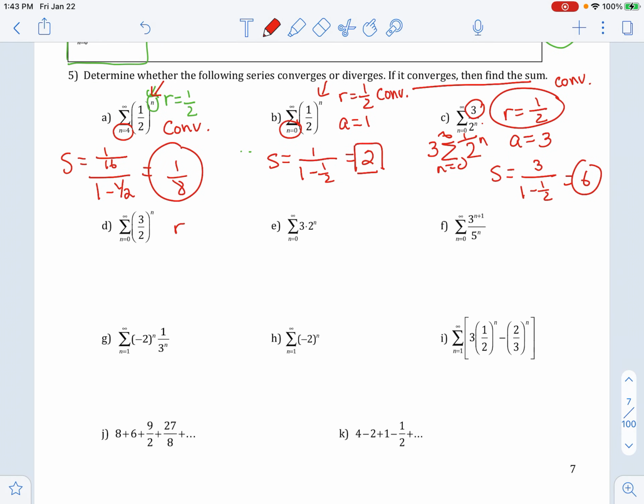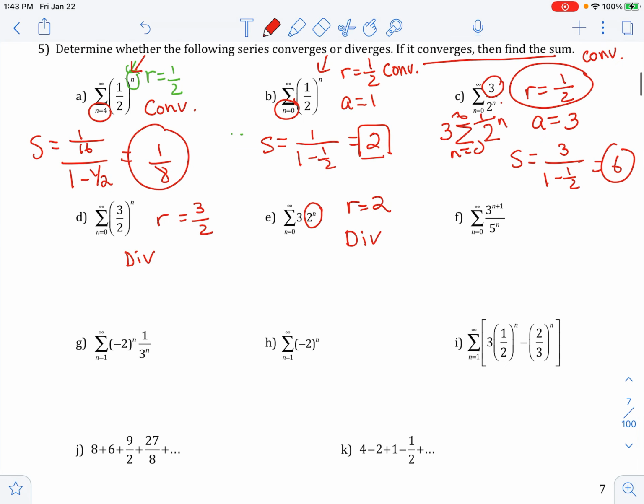Okay, letter D. Notice the whole thing is raised to the nth power, so your R is 3/2. This is not less than 1, so this diverges. So there's no sum to this series. If it diverges, you're done. Letter E. Notice that only the 2 is being raised to the nth power, so your R is 2. That is not less than 1, so this also diverges. So that means there is no sum.